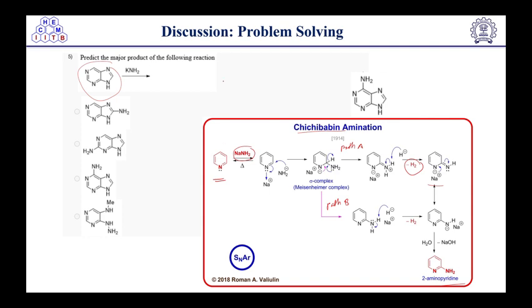So in path B, what will happen? Here we can see this negative charge will push first after getting this Meisenheimer complex. This negative charge will push electrons over here and form an aromatic ring here. Aromatization will take place. After the aromatization, hydride ion will abstract the proton and eliminate as H2 to give the common intermediate, which under workup conditions will further give the 2-aminopyridine.